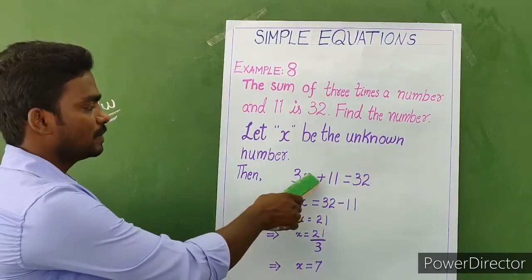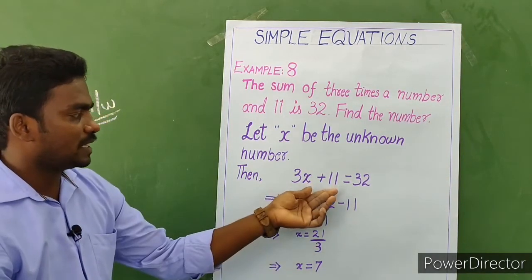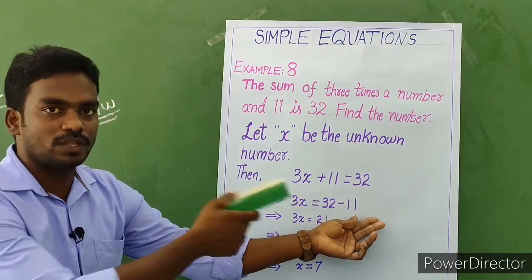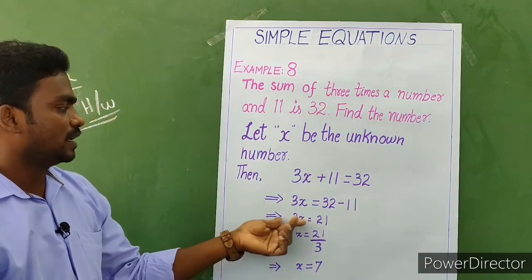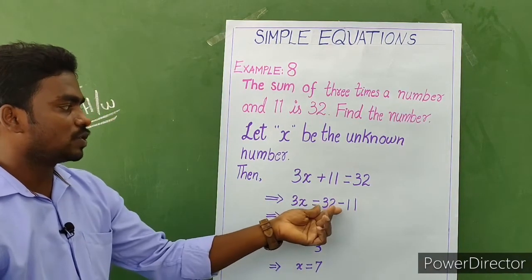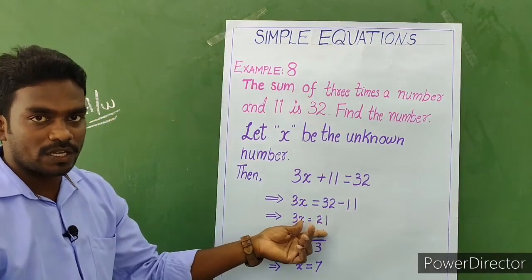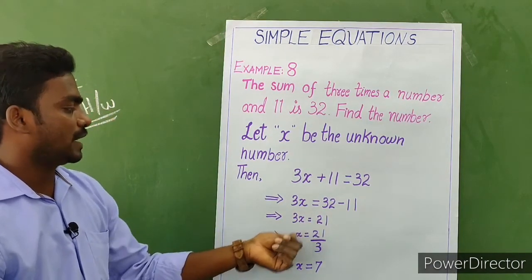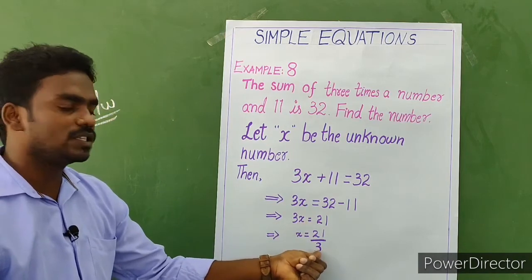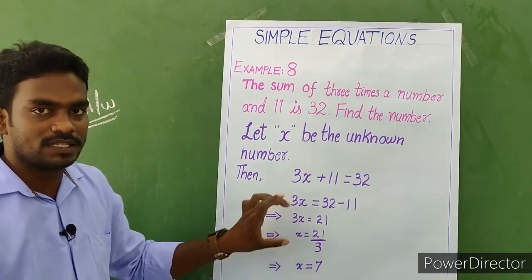We keep the value 3x on the left side. This plus 11 is transposed to minus 11 on the right side. So what is 32 minus 11? That is 21. This implies that x is equal to 21 divided by 3, which is 7. So the value of x is 7.